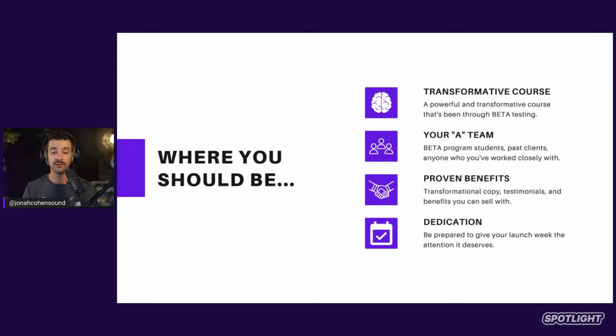You should also have proven benefits. So transformational copy, testimonials from that beta group. That's the beauty of running a beta program, is when you're ready to launch, you already have these testimonials. And benefits, you've clearly locked down what the benefits and transformation are for your course. Not features, not the amount of hours of video, but what a person gets out of that course, and who are they before they encounter your course, and who are they after, and that promise you're making to them that if they buy the course, they will become that person after. That's how we want to phrase everything.